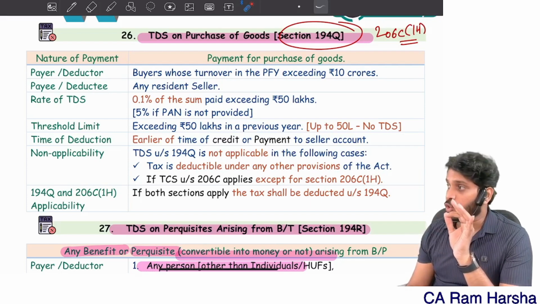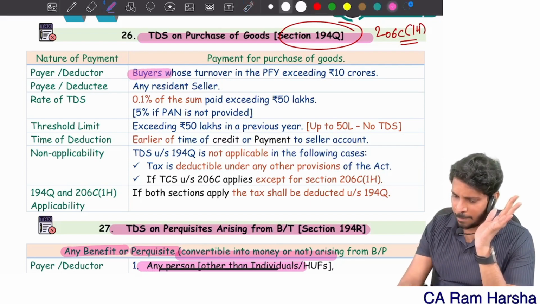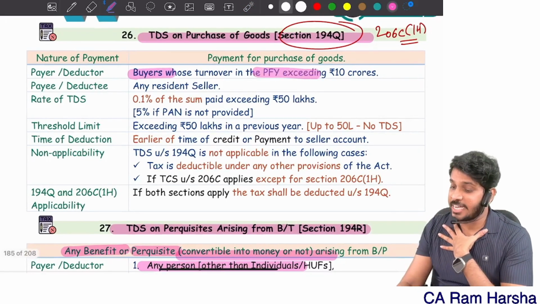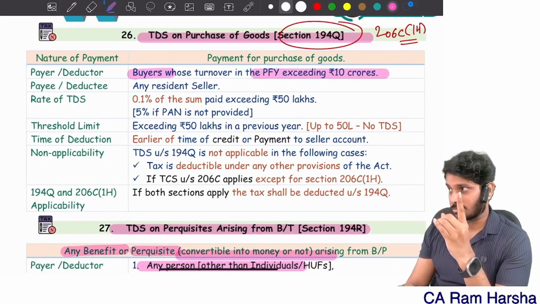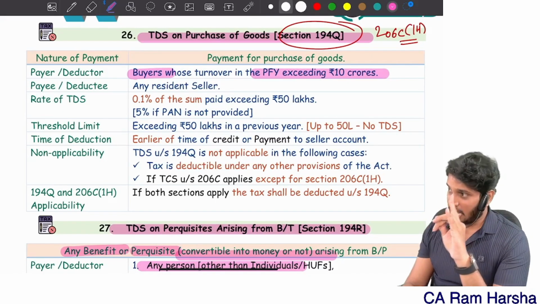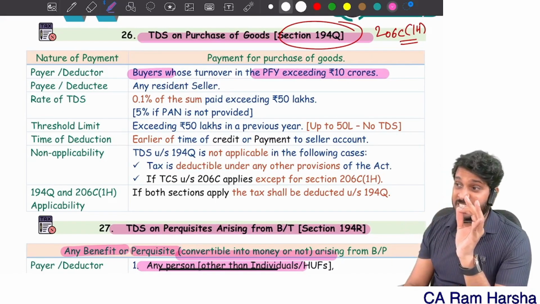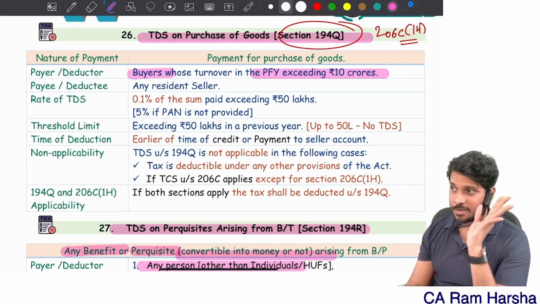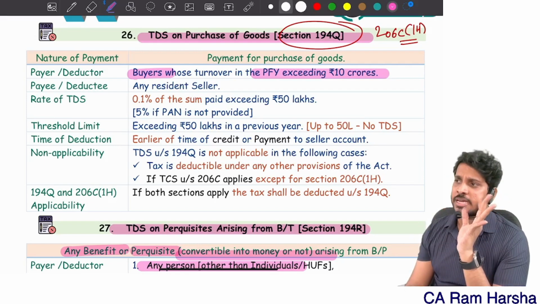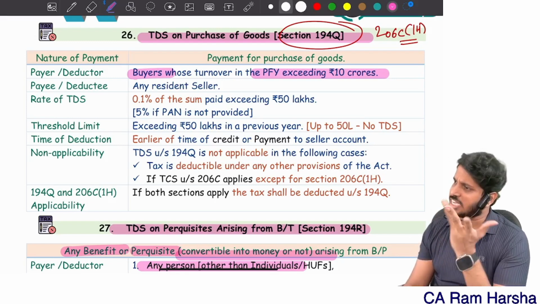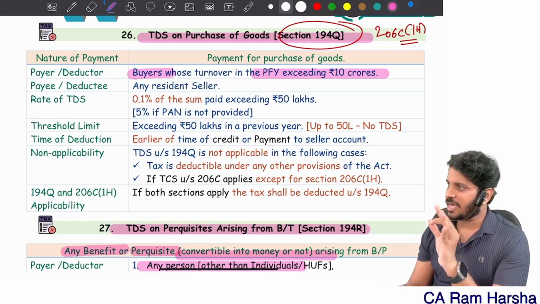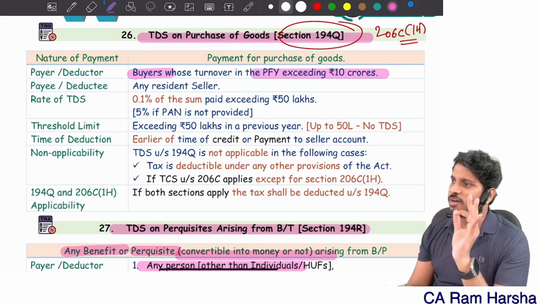Suppose I am buying goods, I am a buyer. This section is applicable to me when my preceding year turnover is crossing 10 crore. Then only this section is applicable to me. To whom is he paying? Seller. For what is he paying? For purchase of goods. Which goods? Any goods, doesn't matter. I am a buyer paying money to the seller for purchase of goods.